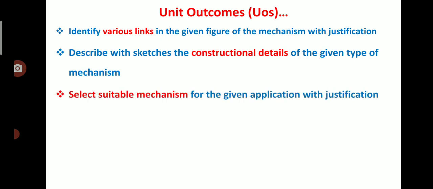Third unit outcome is select suitable mechanism for the given applications with a justification. Suppose you want to develop any machine and the machine is having a certain application. At that moment you have to decide which mechanism should be applied. So after studying the whole subject theory of machine, you will be able to select a suitable mechanism for the given application, and you will also give the justification behind the selection of the suitable mechanism.